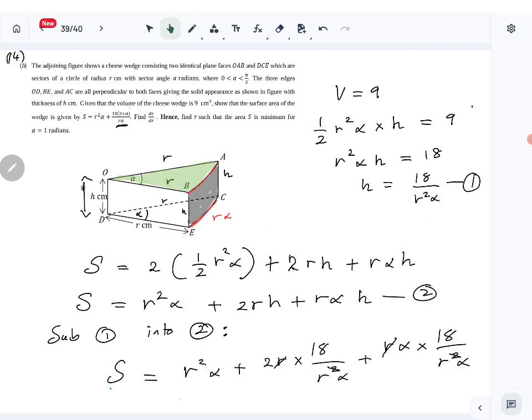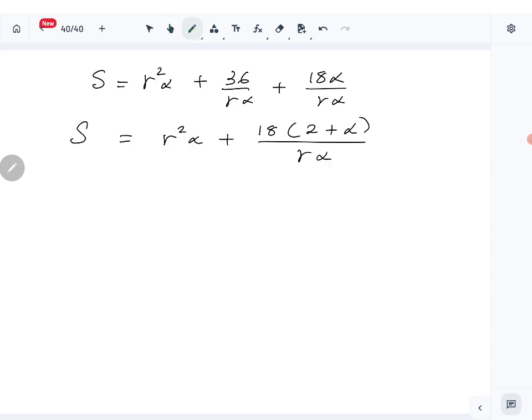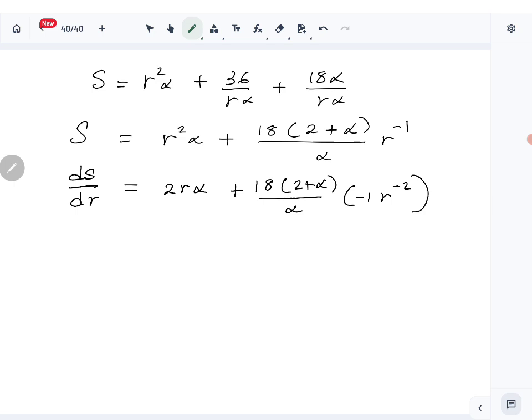So that is done. Then we want to differentiate that with respect to r. So find the derivative with respect to r. So 2r alpha. Here this whole thing, 18 times 2 plus alpha over alpha, that whole thing is what? That whole thing is a constant. So instead of 1 over r, think of this as r to the minus 1. Then you can apply the formula, no? So minus 1 r to the minus 2.